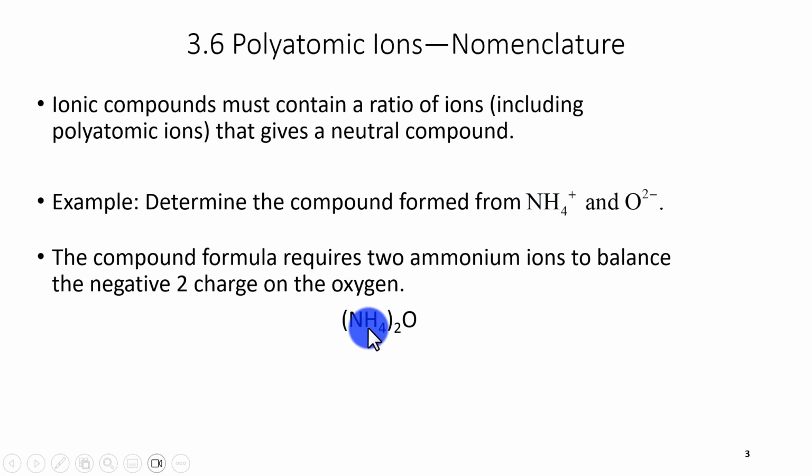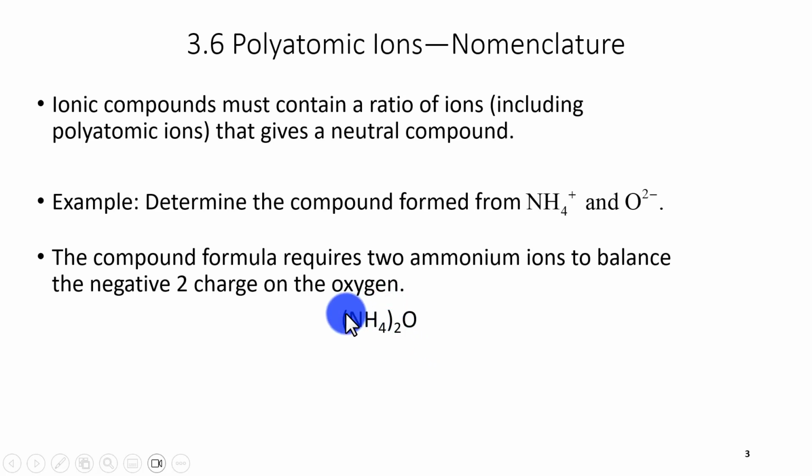So in this case, just like it is here, see that I have a parentheses around my polyatomic ion, and then outside of that I have a 2 because I need 2 of these ions. Each of the ions has a +1 charge, so if I have 2, that gives me a total positive charge of +2, and that neutralizes the 2- charge on the oxide, making this compound neutral.